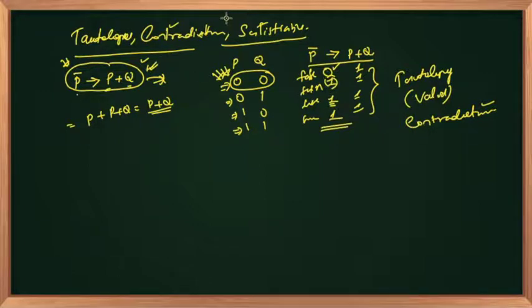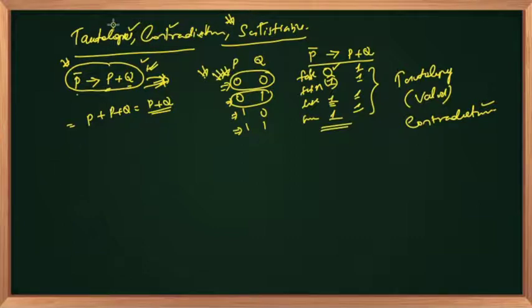Okay, now the next term is satisfiable. Satisfiable means if you give different inputs, for at least one input the answer is true, then we say that that expression is satisfiable. That means there exists at least one assignment for which this expression evaluates to true. So this expression is actually a satisfiable expression, because for at least one input, for example the input 0, 1, this expression evaluates to true. Okay, so that is tautology, contradiction, and satisfiable.